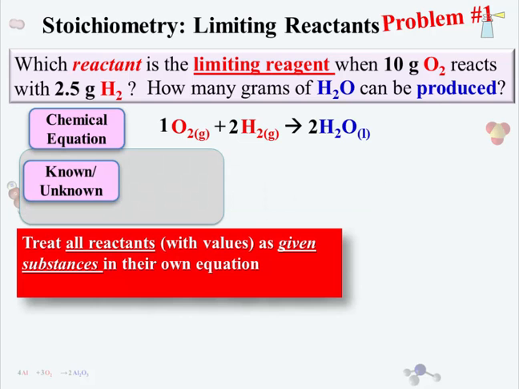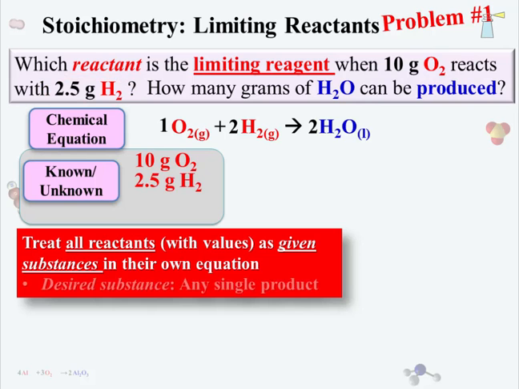The modification to the stoichiometry steps says to treat all reactants with given values as given substances in their own equation. The reactant oxygen is given a specific amount. That is added to the setup as a known. The reactant hydrogen is given a specific amount and is added to the setup as a known. As for the unknown or the desired substance, any single product will do. Well, all we have is water, and it specifically asks for that, so it is our unknown. Include the wanted or desired units in grams.